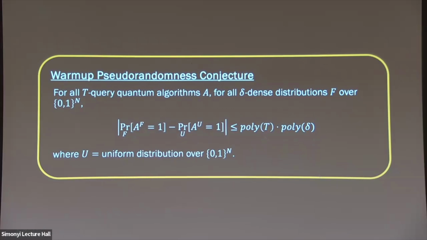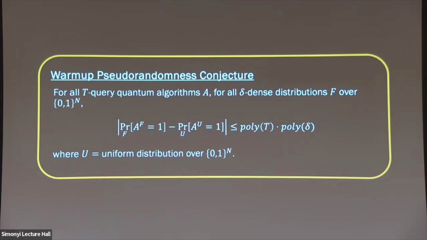So it's basically saying that from the point of view of a quantum query algorithm that doesn't make too many queries to the string, it can make superposition queries to the string, it can't tell whether it's a dense distribution or uniform. So we're not talking about the runtime of the algorithm. Yeah, that's right.